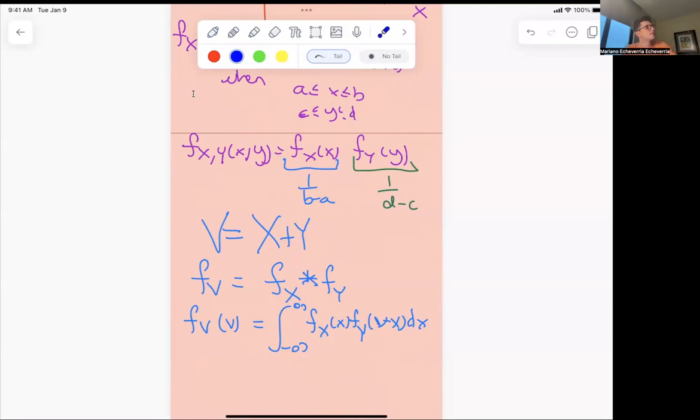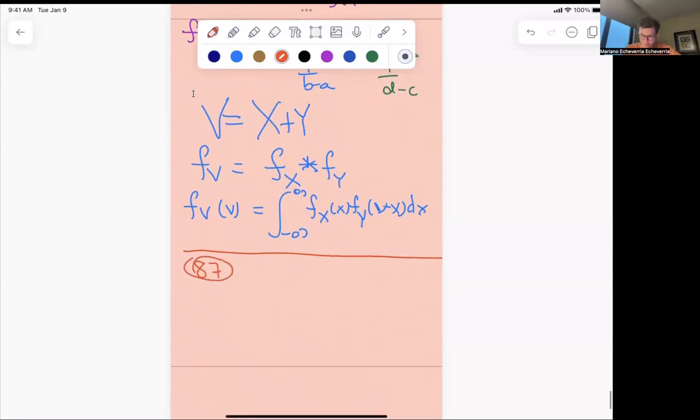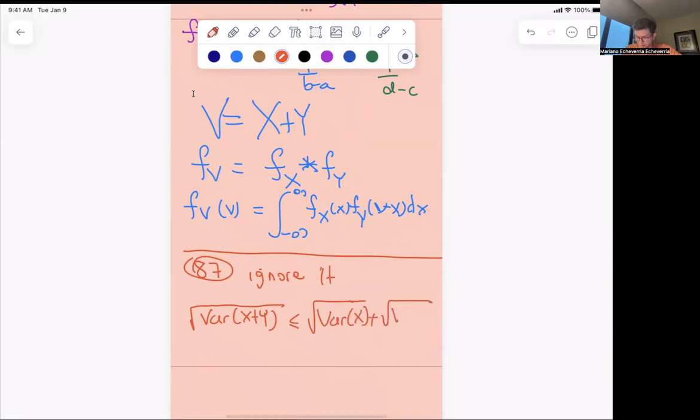The other thing, a good remark to make because I forgot: there's this problem 87, which you can ignore. I had mentioned it in the PDF, but you can ignore it. It was about showing that the square root of the sum of the variances is less than or equal to the sum of the square roots of the variances. Oh my God, I'm saying this terribly.